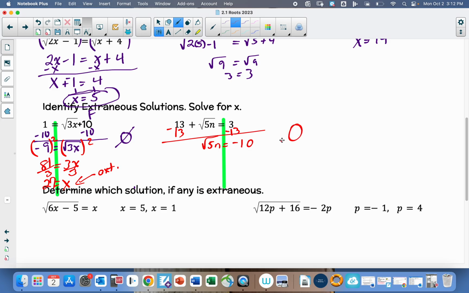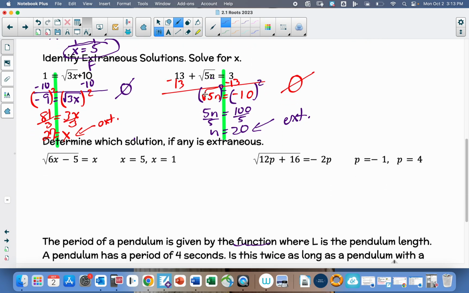No. So I already know that there's no solution, but if I went to town on it and just kept going, I would have that 5n is equal to 100. So n is 20, but 20 is an extraneous solution. It doesn't work when we plug it back up into the original.